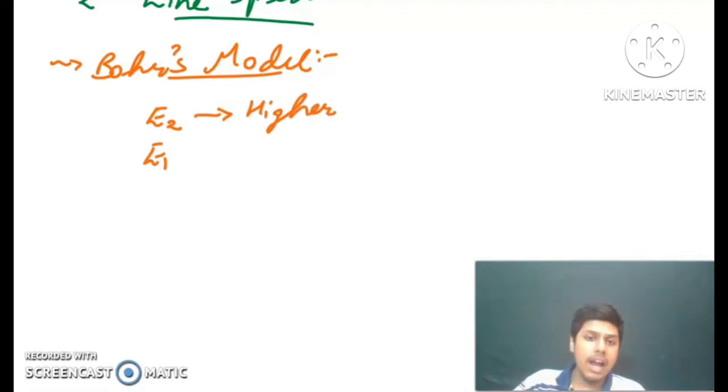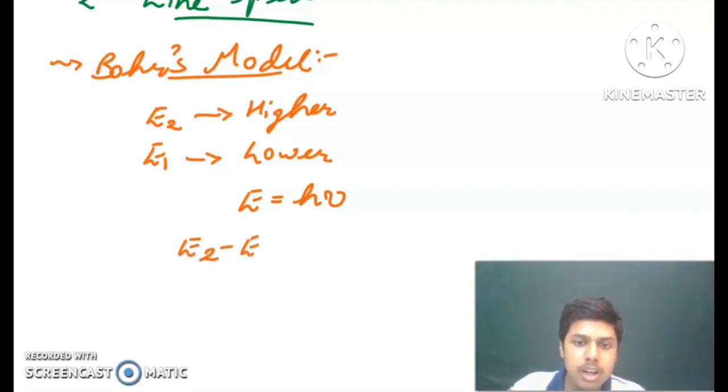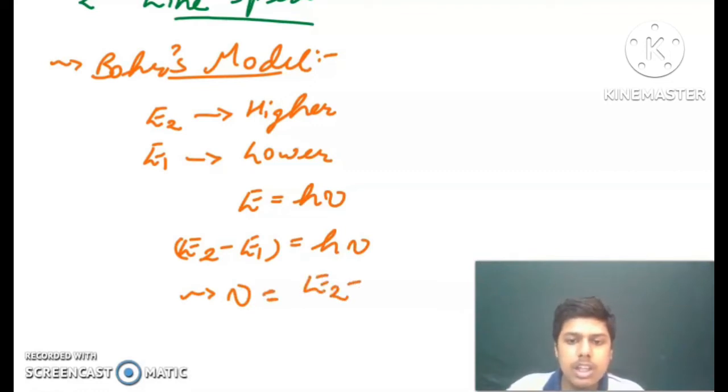I would say the energy of the higher orbit, while E1 is considered as the lower energy, or the energy of the lower orbit. Now, as you know, the formula of energy is E equals h nu, where h is Planck's constant and nu is the frequency. Now, this can also be written as E2 minus E1 is equal to h nu, or we can find the formula of frequency also by this. Nu is equal to E2 minus E1 divided by Planck's constant.